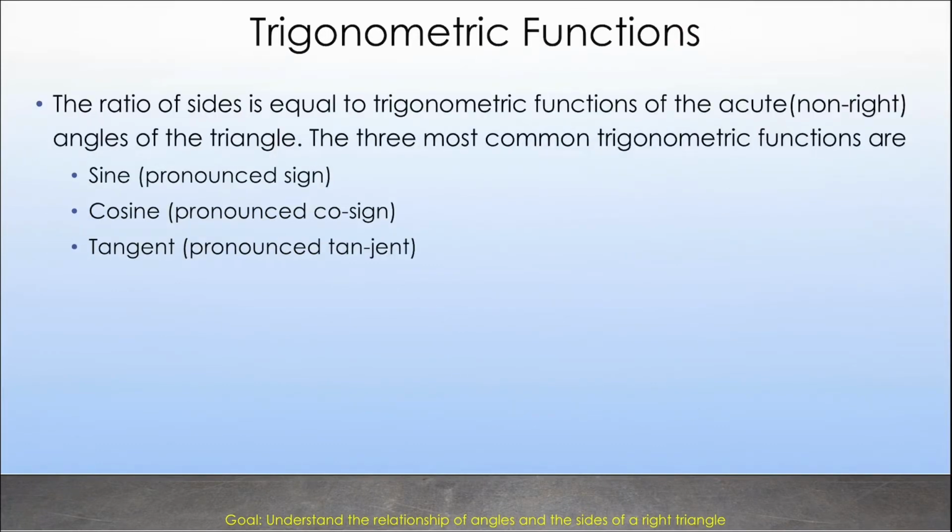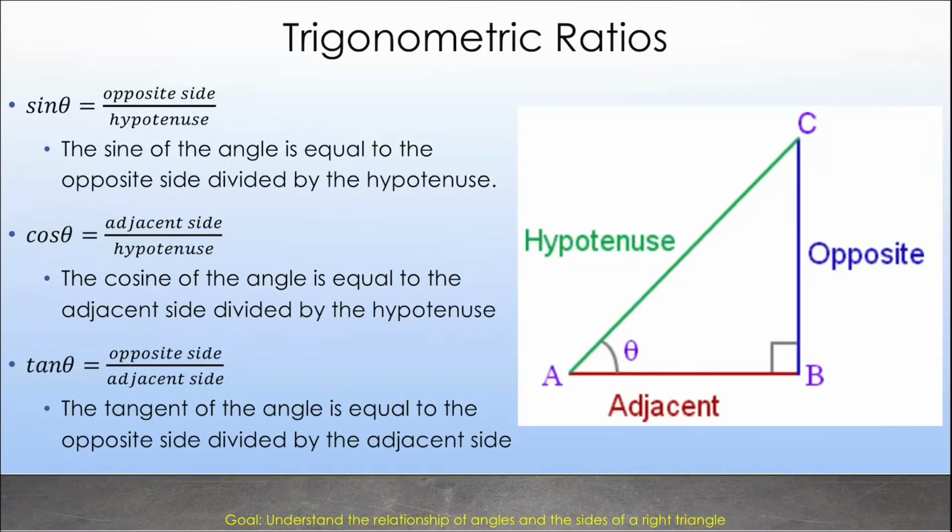Alright. So there are 6 trigonometric functions we're going to talk about, okay? The ratio of sides is equal to trigonometric functions of the acute, which is a non-right angle of the triangle. The 3 most common trigonometric functions are sine, cosine, and tangent, okay? And I told you there were 6, so there's 3 more. We'll talk about those in a little bit.